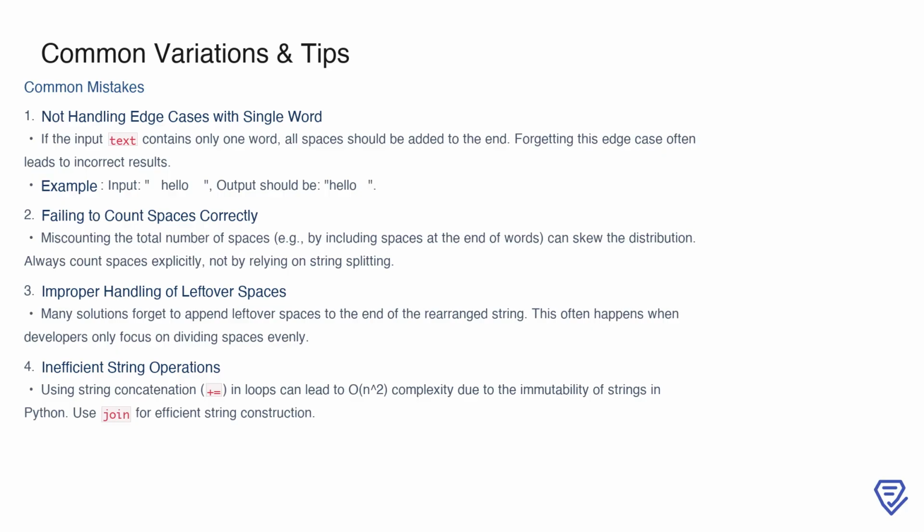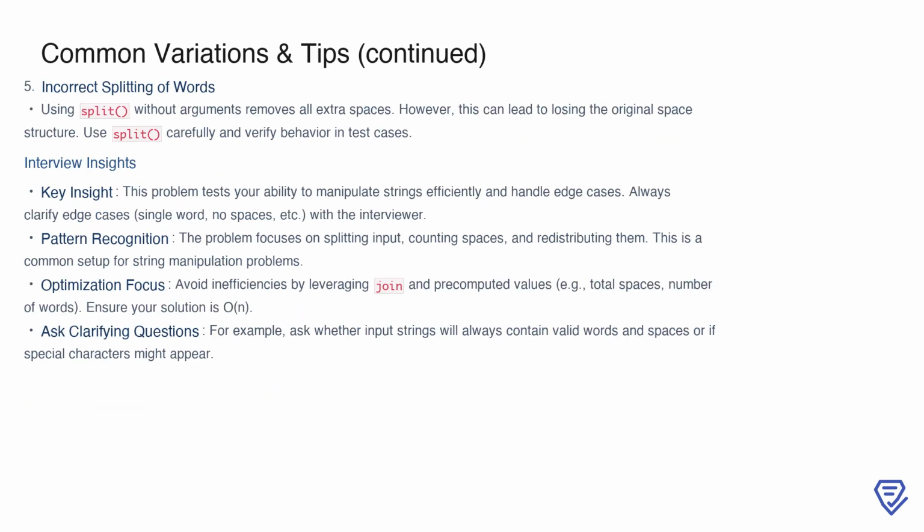Lastly, inefficient string operations, such as using concatenation and loops, can significantly slow down your code. Instead, leverage the join method to construct strings more efficiently and maintain a linear time complexity. Another common issue is splitting words incorrectly. Using the split method without arguments removes all extra spaces, which can disrupt the original space structure. This is why it's crucial to use split carefully and verify its behavior with test cases.